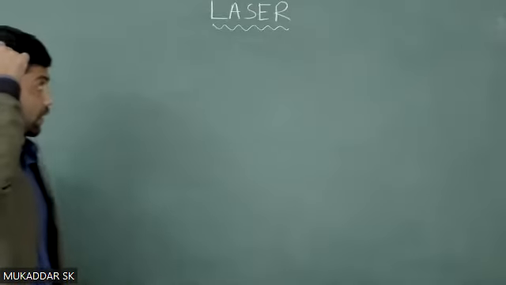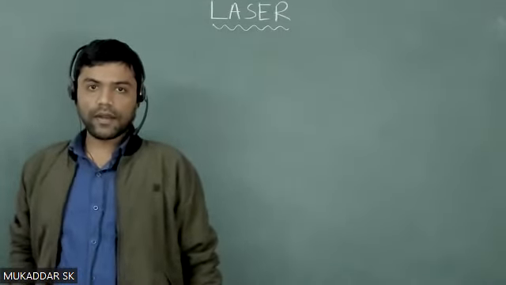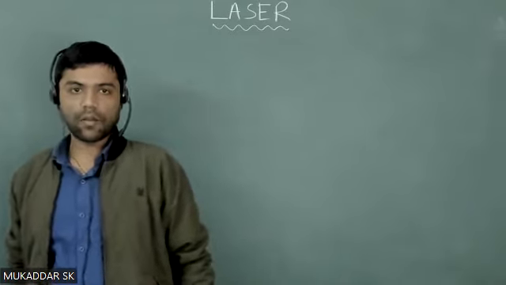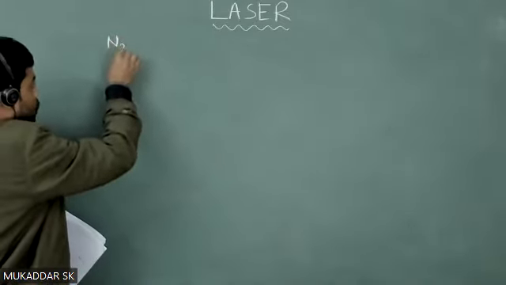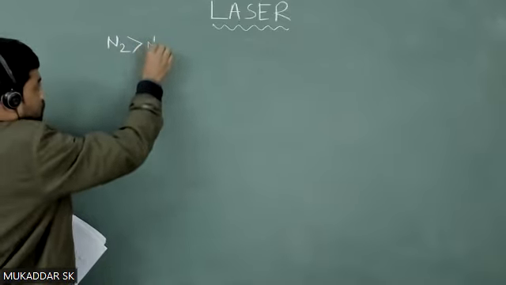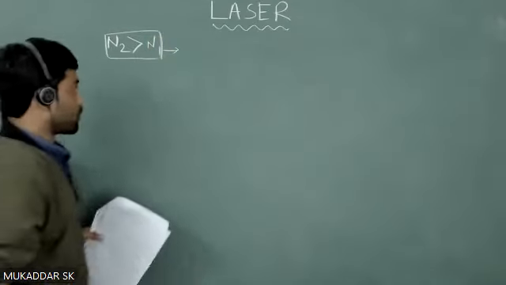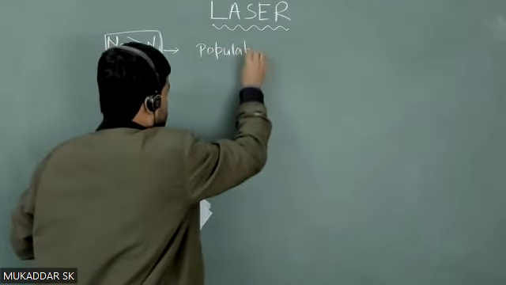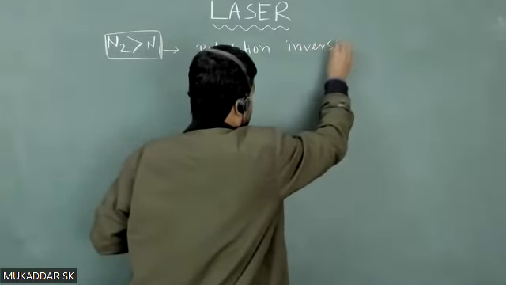So we started discussion on laser, right? We have discussed spontaneous emission, stimulated absorption as well as stimulated emission, and at the end we concluded that stimulated emission is necessary to produce laser light. For that we need the condition that the population of E2 should be greater than the population of the ground state. Okay, and this condition is known as population inversion.